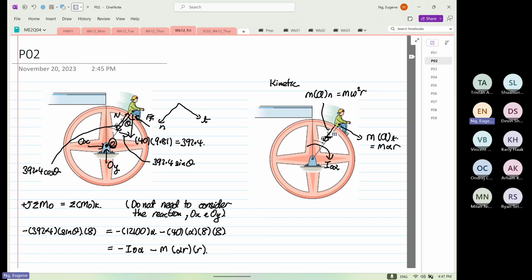I'm not going to move on until someone asks me a question. Yes. Why do we consider the moment of inertia only when the boy is moving? The boy is not moving. Repeat again. The boy is not moving. Only when the boy is moving. Good observation.